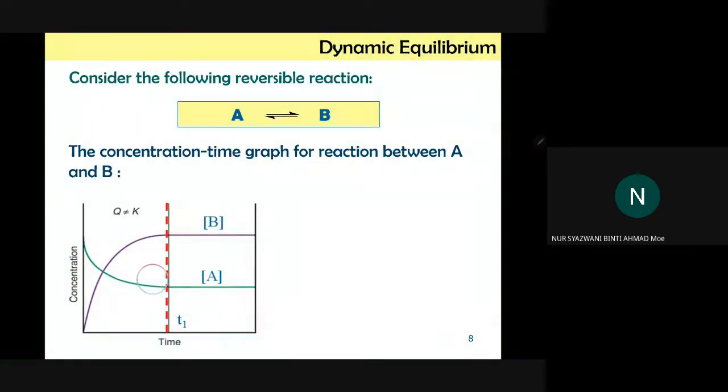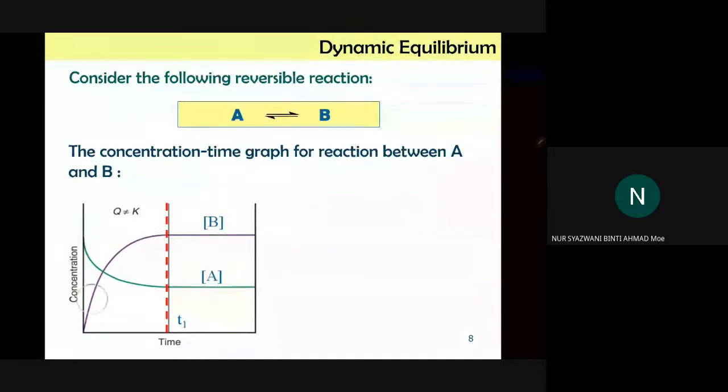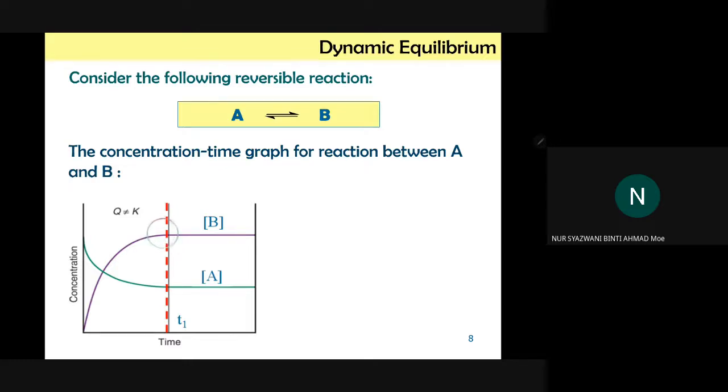Menurun. Okay? Dan sampai satu tahap, okay, sebab ini adalah reversible reaction, dia akan dapat concentration B ni tak berubah sebab kadar pembentukan B daripada A sama dengan kadar pembentukan A daripada B. So kita akan tengok dia punya concentration meningkat sampai dia berhenti. So concentration dia tak berubah. Pada masa yang sama, concentration A menurun sampai satu tahap dia tak turun lagi dah. Sebab setiap satu yang digunakan akan dihasilkan semula.